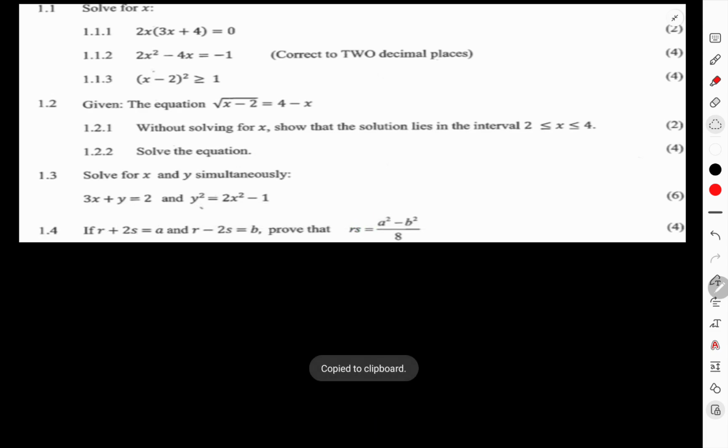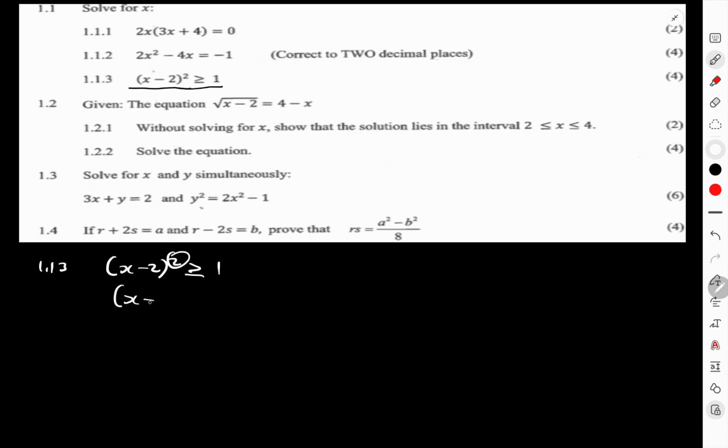Now in question 1.1.3, we are having inequalities, right? So we have (x minus 2) all squared, it is greater or equals to positive 1. Now if we have such an inequality, the first thing that we have to do in this particular format is to expand what we have. So we're going to have (x minus 2)(x minus 2) is greater or equals to 1.